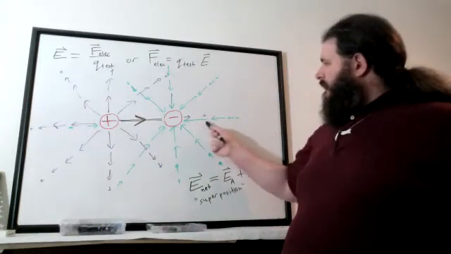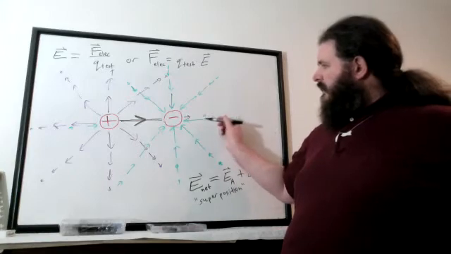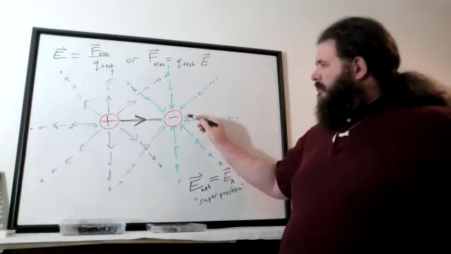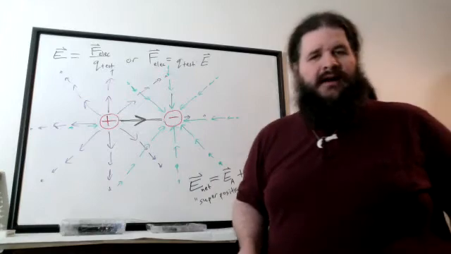What about over here? If we've got a strong field vector to the left plus a weak one to the right, what's going to happen there?